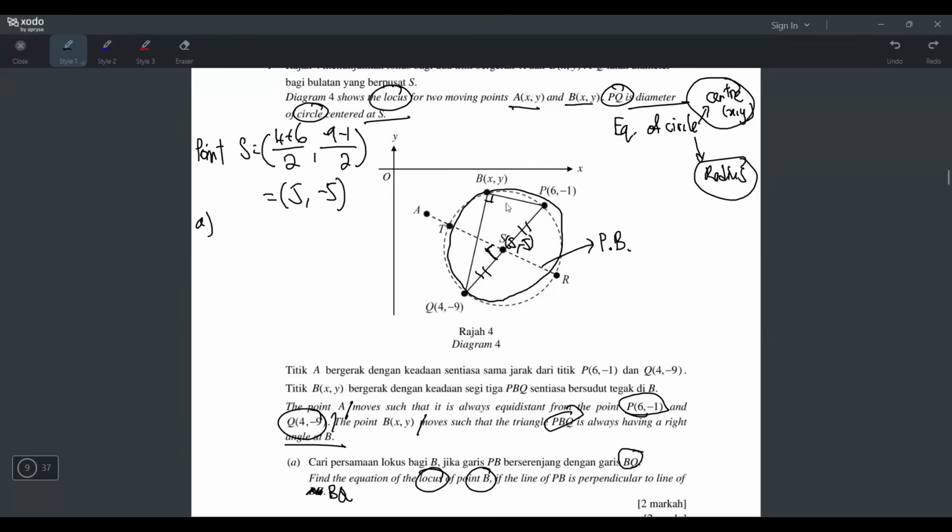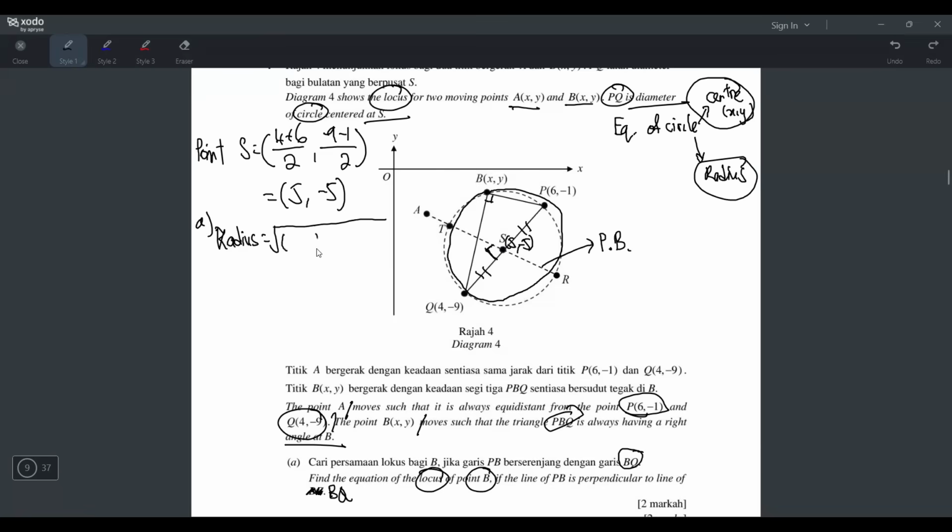So first method is just by using the distance formula. But in order to find equation of circle, you need the radius, right? So the first method is find the radius. So I'll just write radius here. But do you know the radius will be the distance of PS? Agree, right? Because this one is radius. You can also find the distance of SQ, that one is also radius.